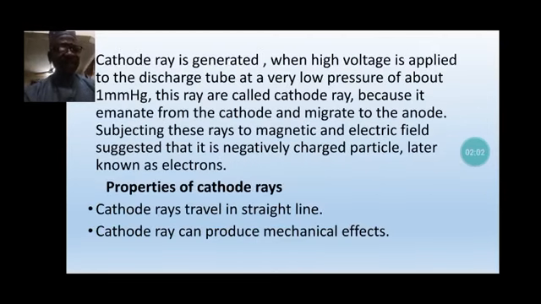The cathode ray, which is also equivalent to electron, travels in a straight line and can produce a mechanical effect.